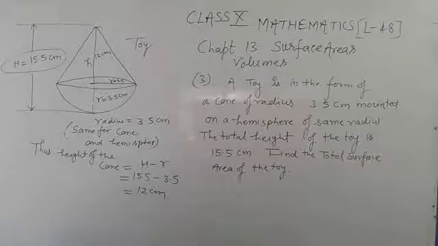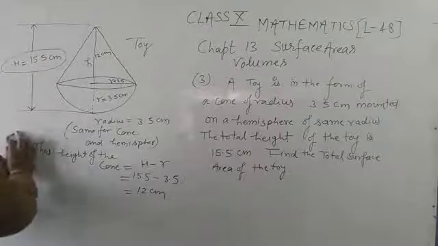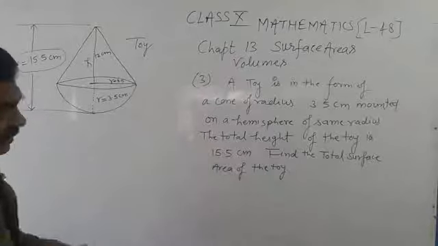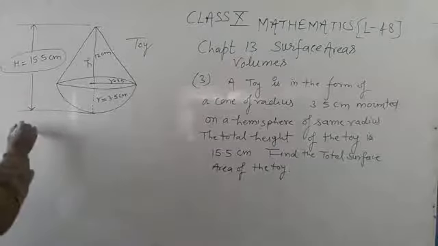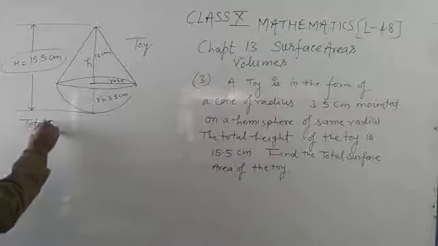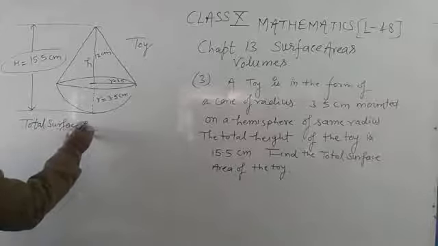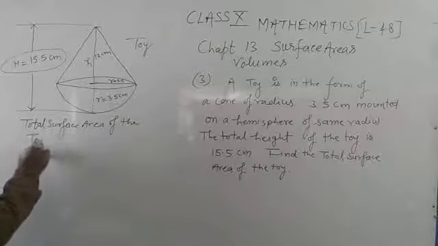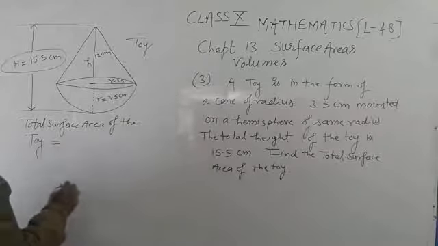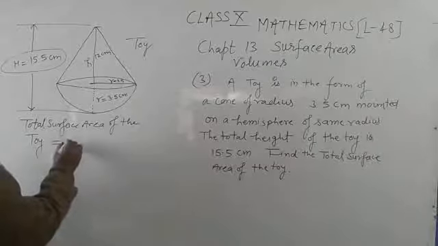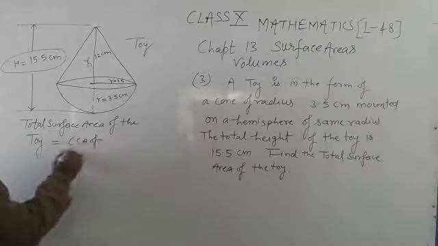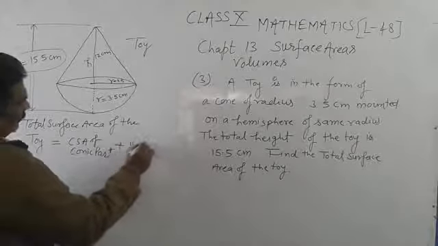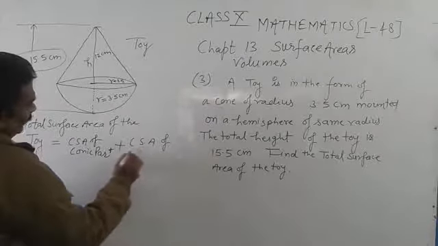Okay students, so now we have to find total surface area of the toy. Total surface area of the toy is equal to curved surface area of conic portion plus curved surface area of hemispherical portion.